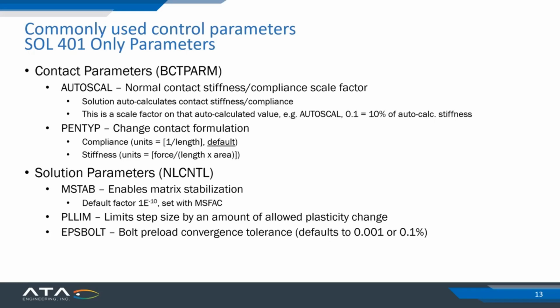So that's a way to kind of control the speed of the subcase when you have a lot of plasticity in your model. And then there's the EPS bolt parameter, which you can use to change the convergence criteria for the bolt preload convergence in solution 401. And I mentioned that one specifically because, in my opinion, it's a little bit conservative of a default convergence criteria there. So it defaults to a 0.1% criteria on your bolt preload.